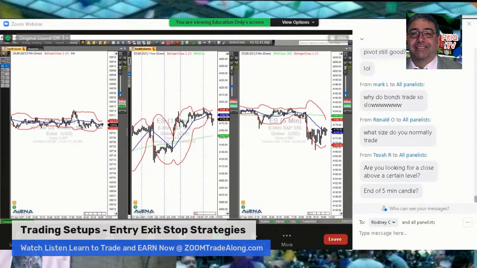Sometimes I need confirmation, and I would be waiting for a close above or below. I need a close above or below a certain level. That's correct. So it depends on the situation, depends on the price action, depends on what I think is going to happen based on the price action. So the close of a bar would give me confirmation.